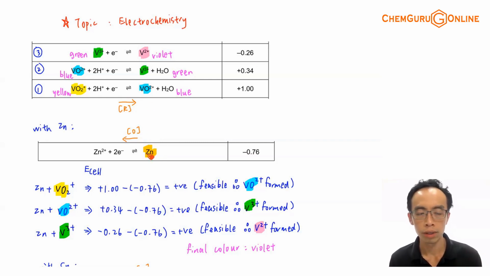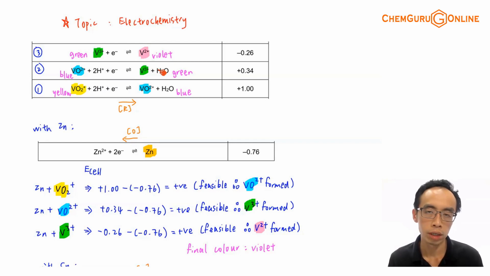First thing is I consider the redox reaction between zinc and the yellow species, VO2 with a +1 charge. Reduction of your vanadium species, E value is +1.00, minus oxidation of zinc, E value it is a minus 0.76 volt. End up with a positive value. E cell positive, reaction is feasible. So I will be able to reduce the yellow guy to the blue species, VO 2+. Correct? I know this guy appears in the next step. I have to consider whether this guy can be reduced further to the green guy.